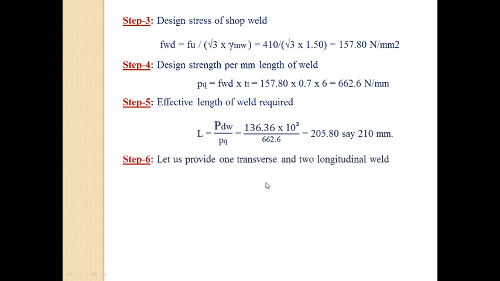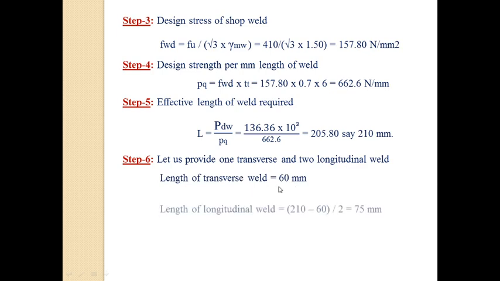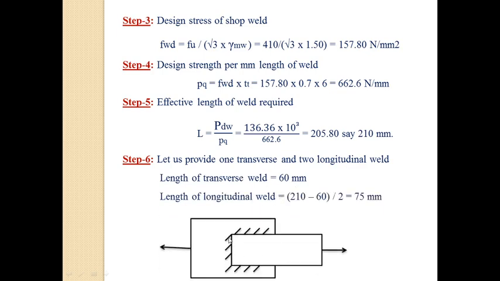Step number 6, now we have to provide the weld on all three sides, that is, the transverse as well as two longitudinal welds. The length of the transverse weld is 60 mm. Here we can see in the figure, this is a transverse weld.